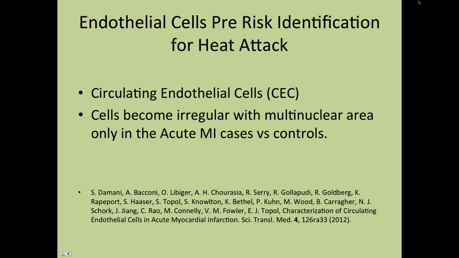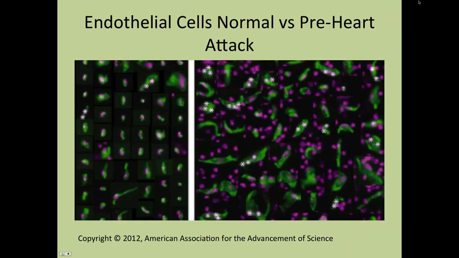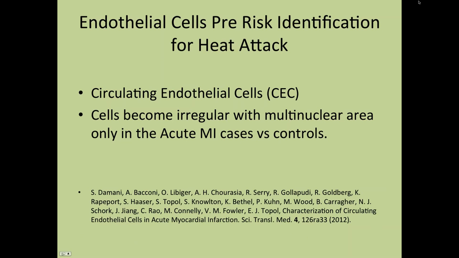So these circulating endothelial cells become irregular and multinucleated in an acute MI. Let me go back. On the right, acute MI. On the left, normal. Which kind of cells do you want? The normal ones or the ones that look like they do on the right, right? That's why you limit oxidative damage. That's why you want to look at these inflammatory signals to prevent the left from, in an acute phase reactant situation, going to the right.